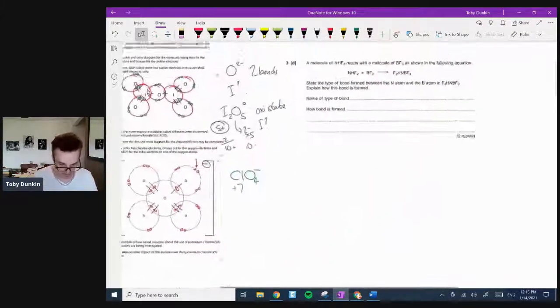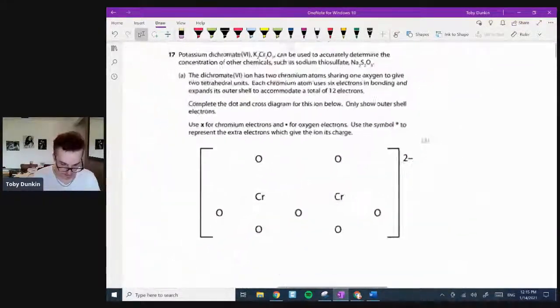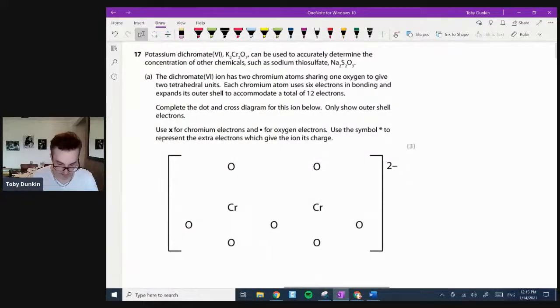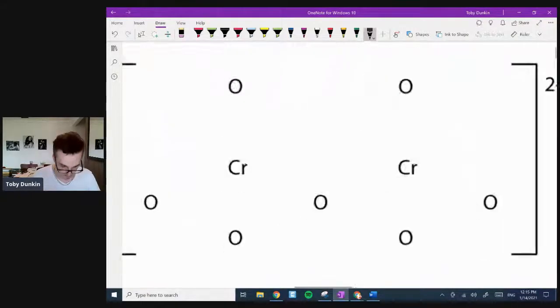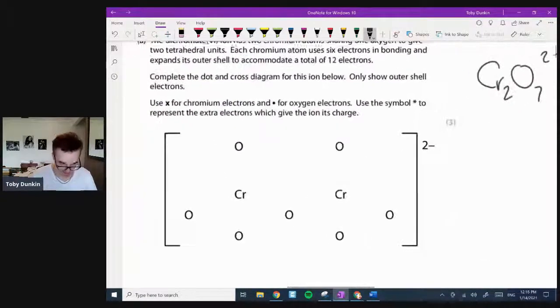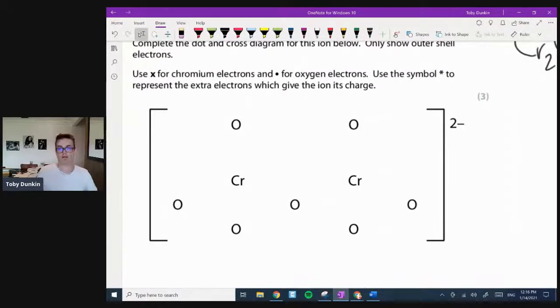Right, let's find another one. Guys, have a go at this one. Note the charge, please. Everyone now have a go at this one. So the ion is Cr2O7 2 minus. Off you go. Try and draw a dot and cross for that guy. And then have a go. Pause the video.